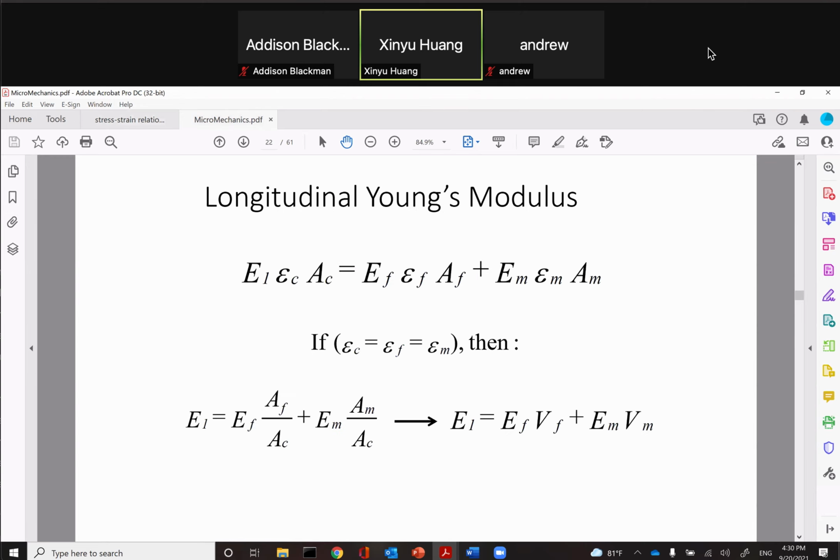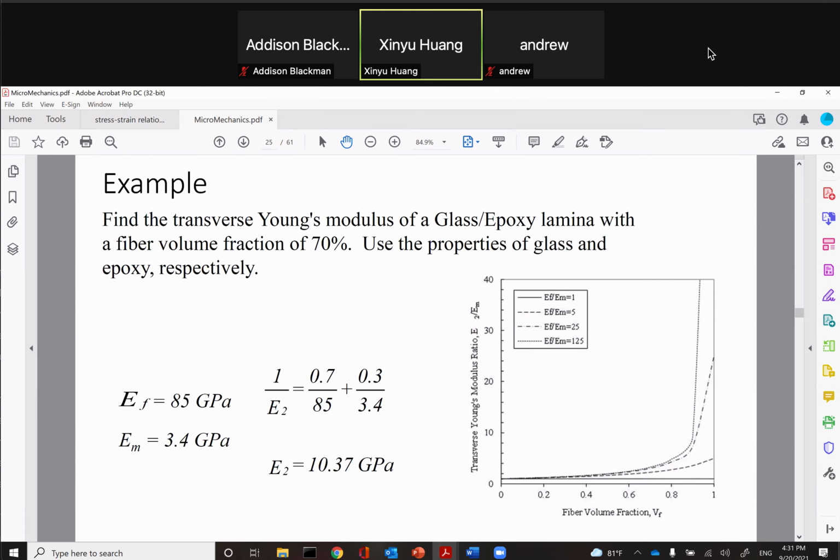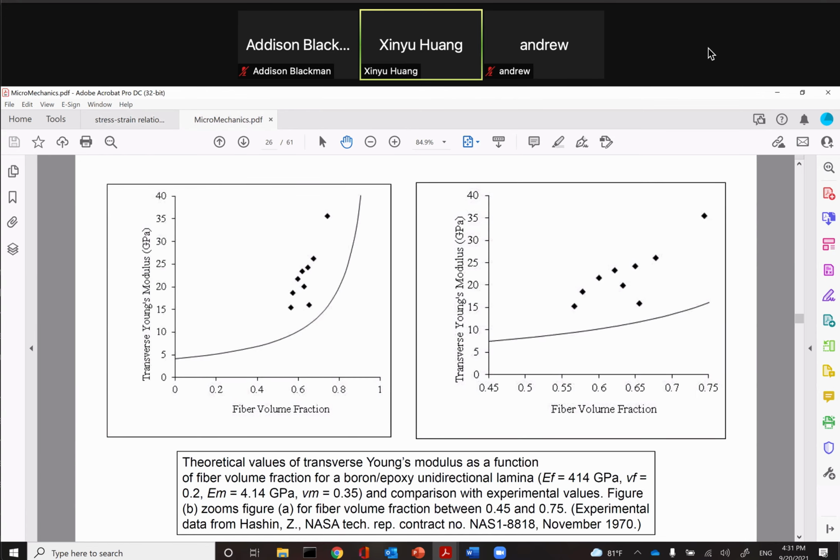Rule of mixture, Reuss model. This is experiments. This is basically verification. You measure the actual properties. You make composites, and you make a lamina, and you measure them. You vary the fiber volume fraction, and these are composite properties. These are the rule of mixtures.